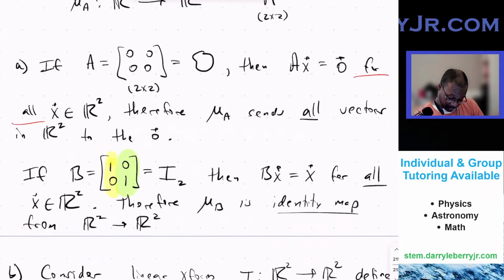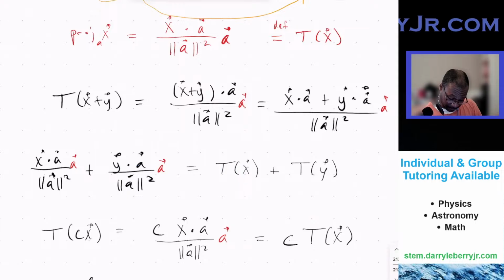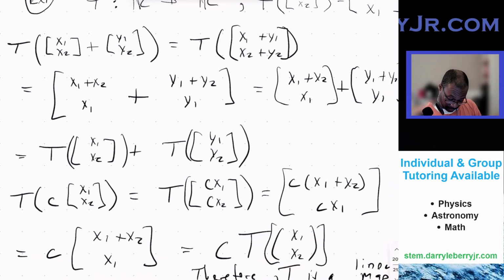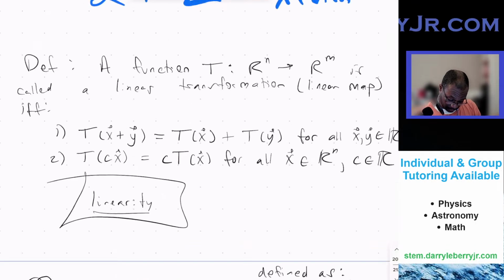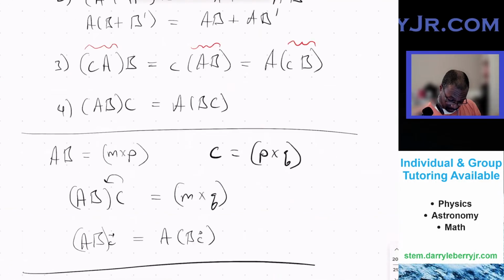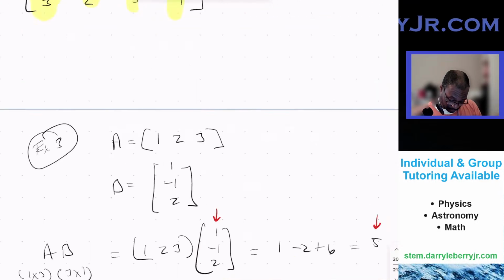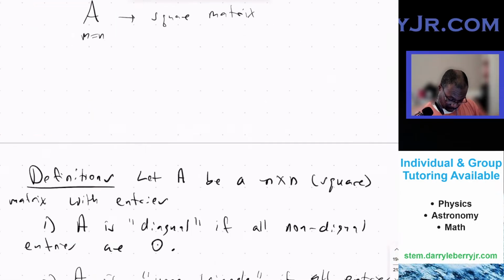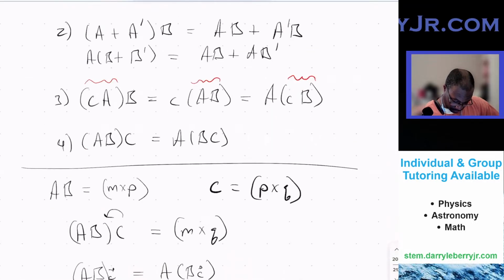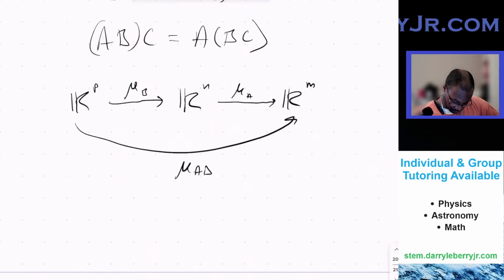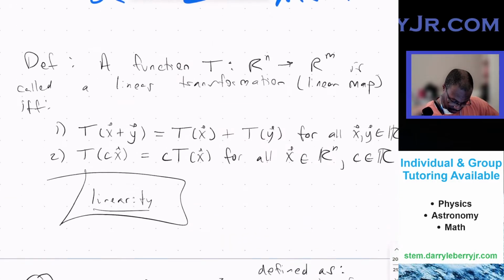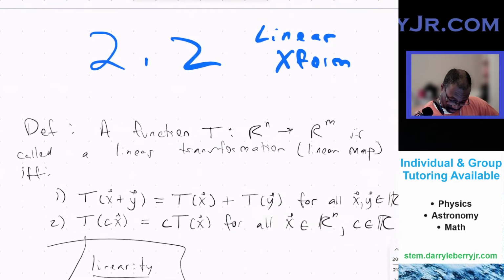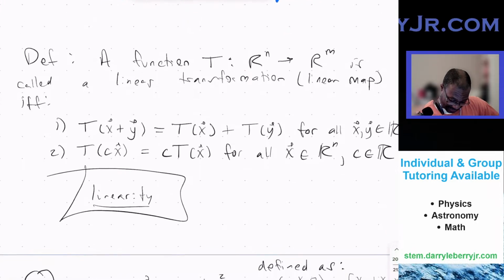Probably proposition 5.1 since I heard that so many times. Here we go. Here it is right here. Definition. At the beginning of 2.2, for linear transformations, T distributes over sum and distributes over scalar. That's linearity.